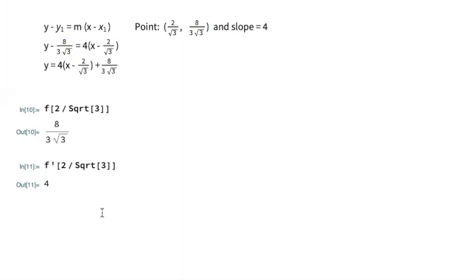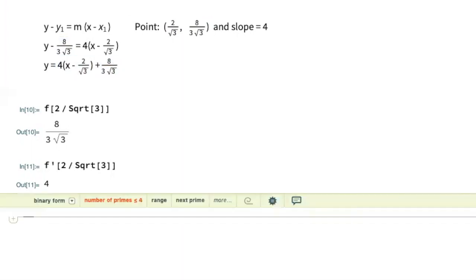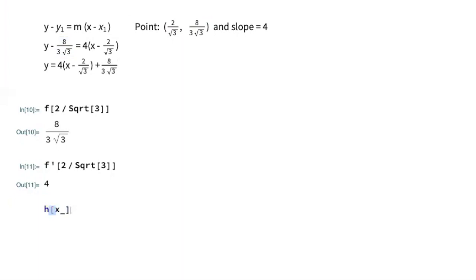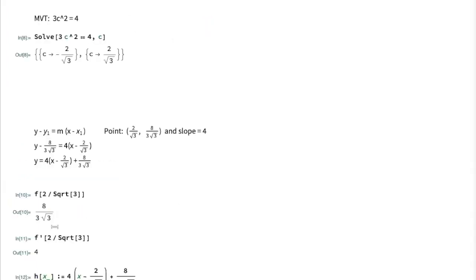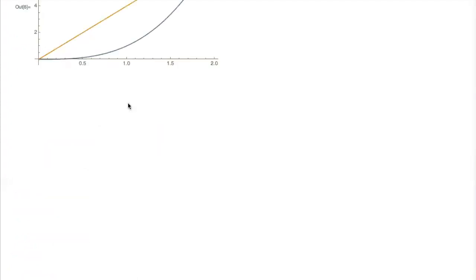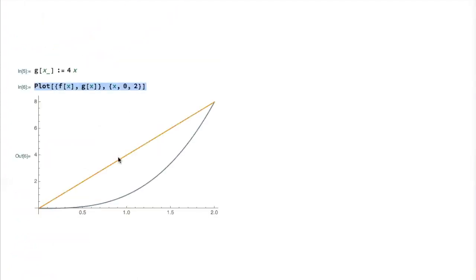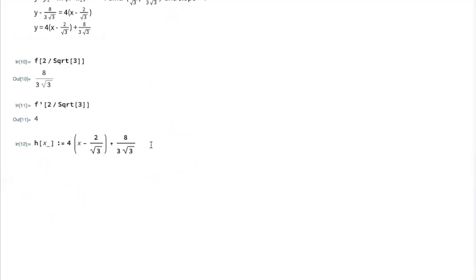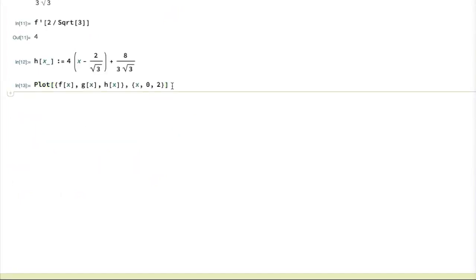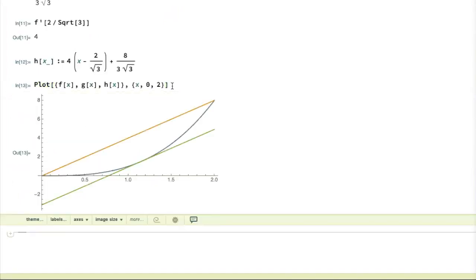I will now store that as function h. And one more time, I'm going to just plot that with f and g so I can visually verify that it looks like I have done the mean value theorem correctly. And you can see it does look like the green line is the tangent to the curve, and it's parallel to the orange line, which is the secant. Well done.